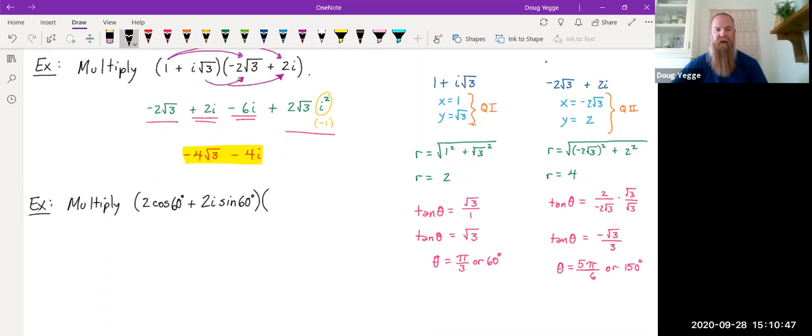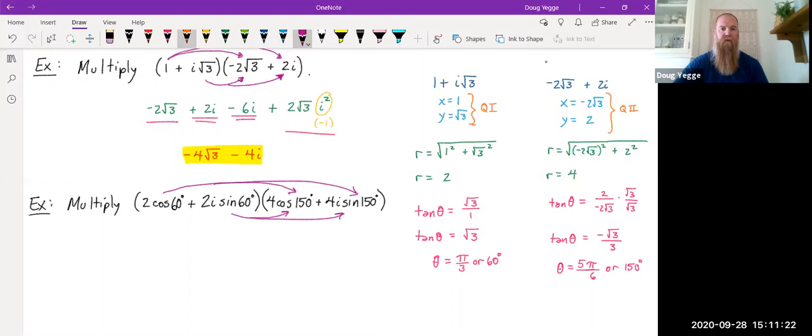Now if we multiply by the second number, that's going to be 4 cosine of 150 degrees plus 4i times sine of 150 degrees. And now that we have, again, this same basic scenario, except that now it's in trigonometric form, notice we can still do the distributive property. We can distribute again by just multiplying each term in the first to each term in the second, and therefore multiply to get these 4 terms.